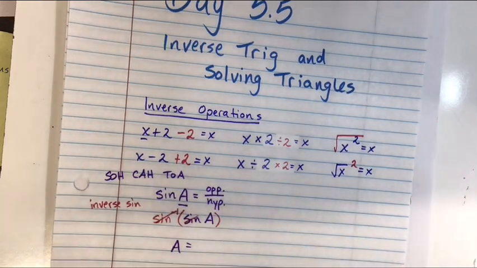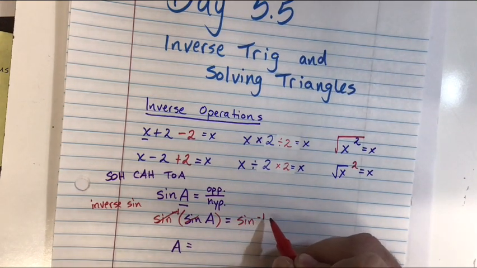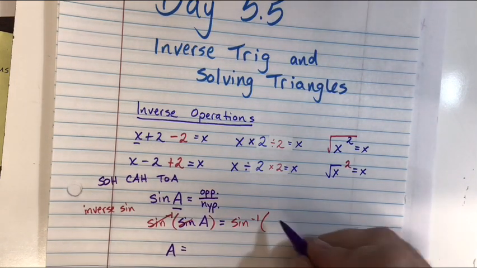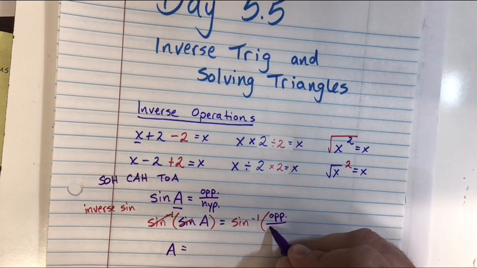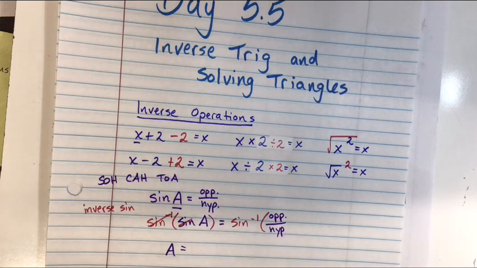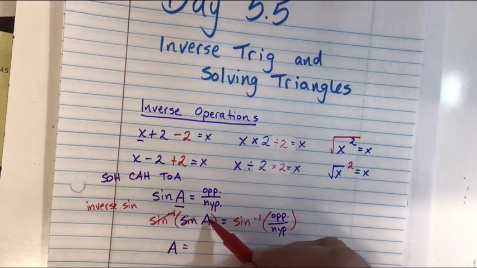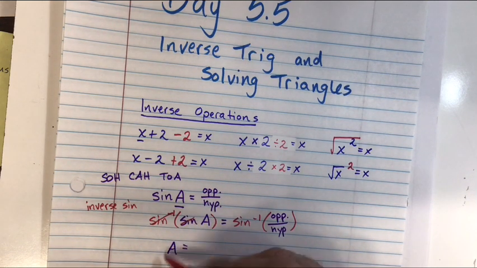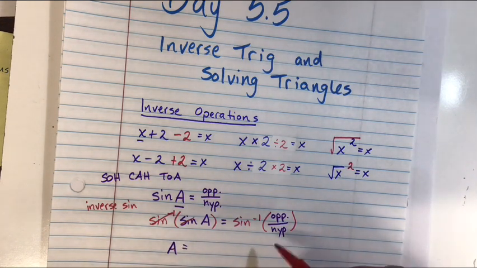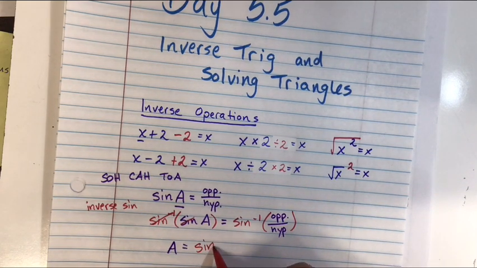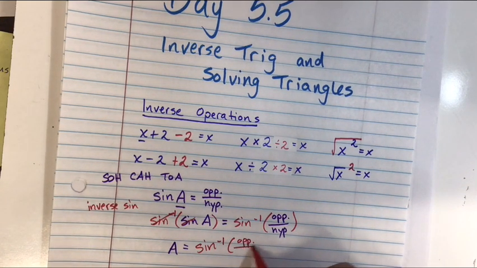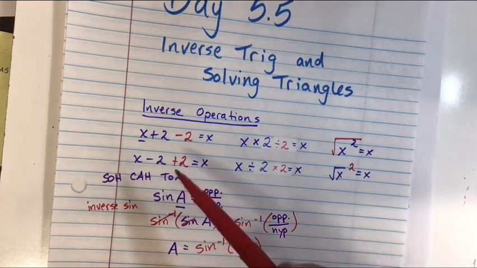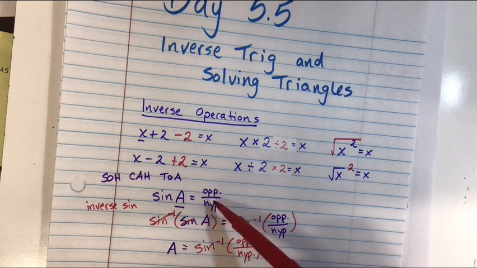But I have to do the same operation to the other side of my equation. So I have to do the inverse sine of this side of the equation also, which is opposite over hypotenuse. Okay? So what that does is it cancels out the sine part of this, and I'm left just with the angle measure for A equaling whatever the inverse sine of opposite over hypotenuse is. And the same would work if I was dealing with cosine or tangent. It would just change what this ratio is.